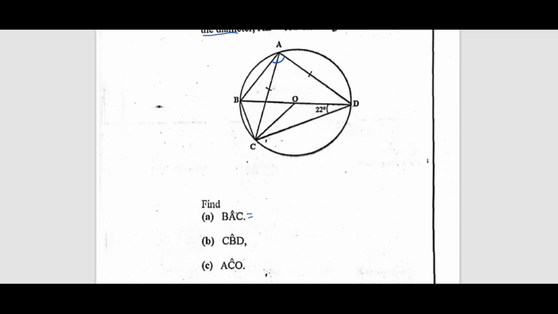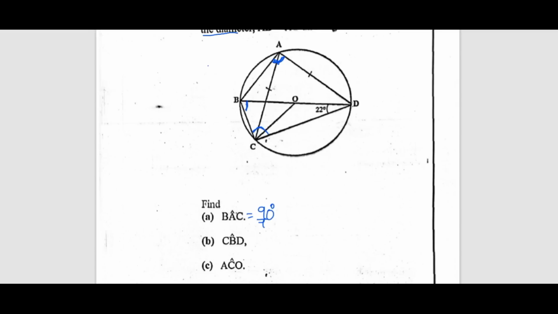Now we can see that BD is the diameter. So whenever we have a diameter, this angle is just equal to 90 degrees. That is the use of the diameter. We have an angle of 90 degrees. Then CBD. CBD is this angle here. Now, if here we have an angle of 90, so is this angle.